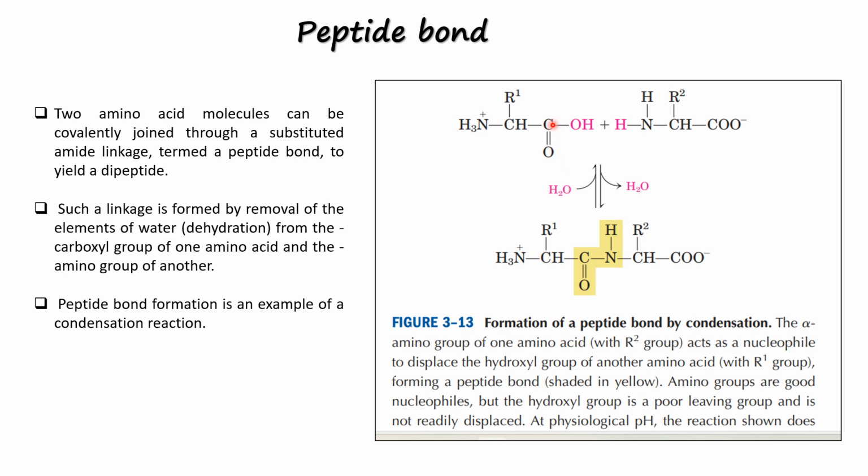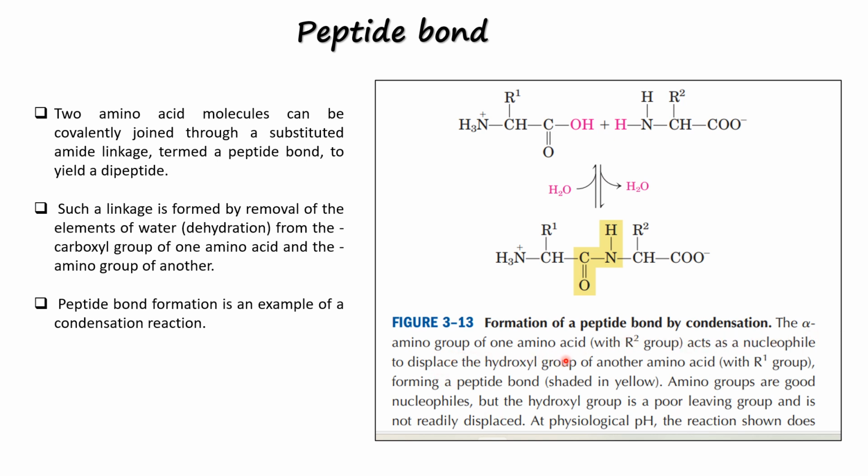As we can see, this is a carboxyl group, and from the carboxyl group this OH, and from the amino group this H, will be removed together, and they will form a water molecule. After the removal of water, they form this bond, which is known as a peptide bond. Peptide bond formation is an example of a condensation reaction. When this process takes place, with removal of water and formation of this bond, the whole process is known as a condensation reaction.